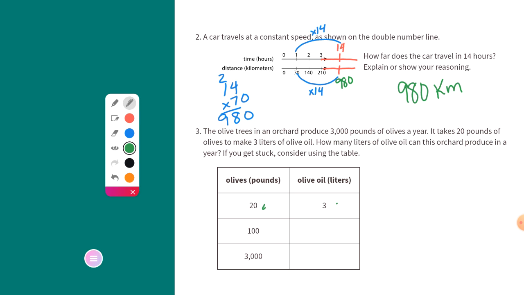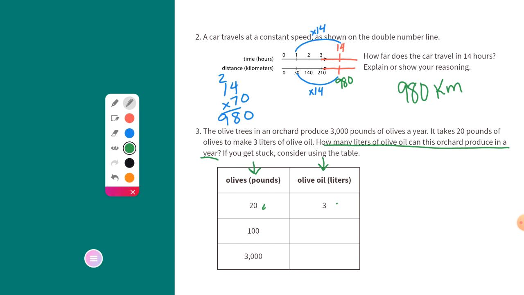What do I need? So it wants to know how much olive oil in a year. How many liters of olive oil in a year? And all we know is pounds and liters. So we're looking for this column. We're looking for how many liters. How can I figure out the number of olives? Or what do I need to know about the number of olives?